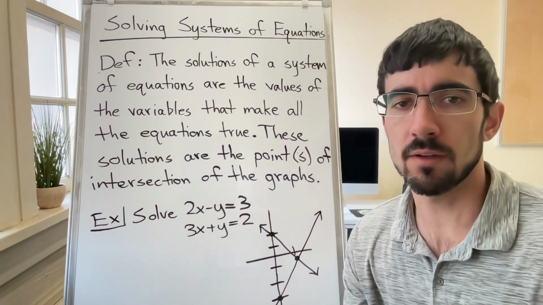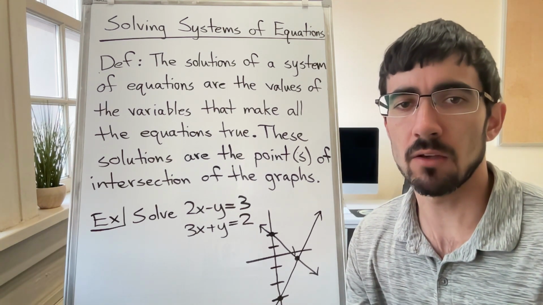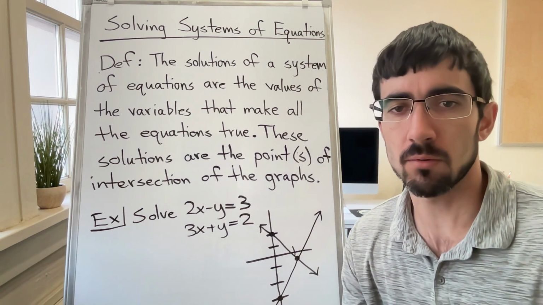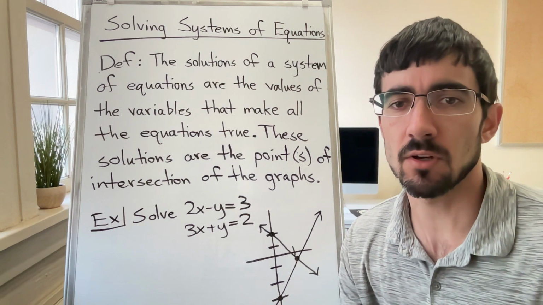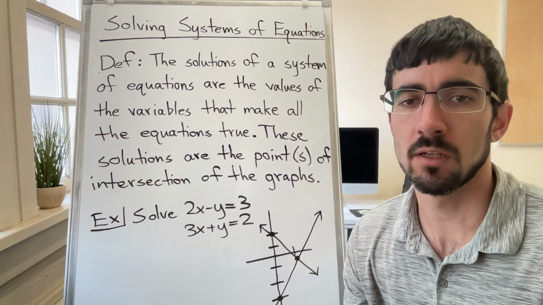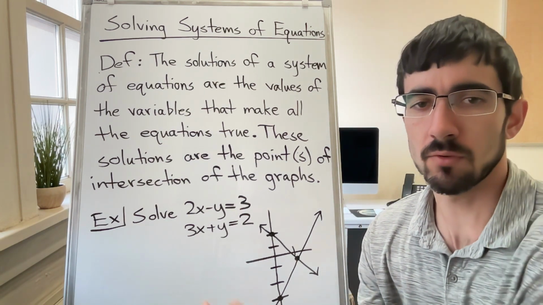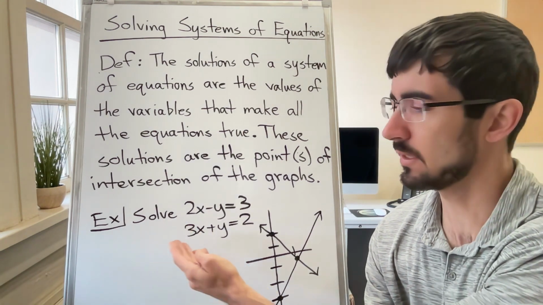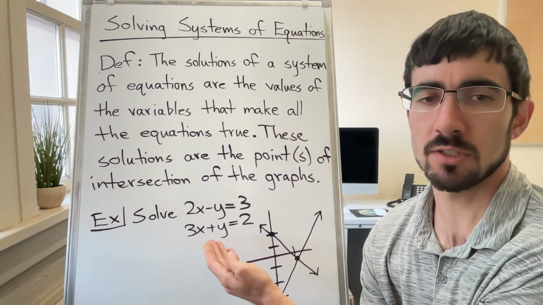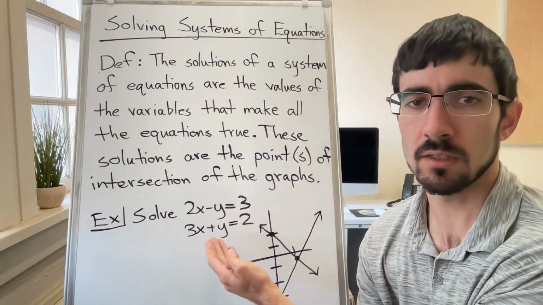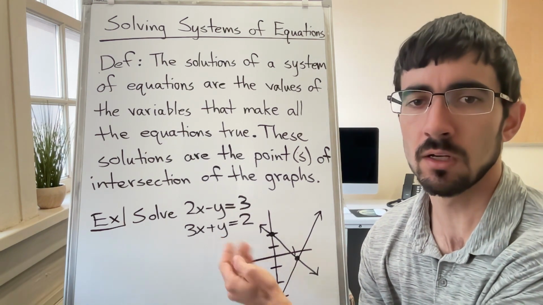So the solutions of a system of equations are the values of the variables that make all the equations true. Graphically speaking, these solutions are the points of intersection of the graphs. So for example, if I want to solve this system of equations, I have two equations here. They're both equations of lines. We're going to stick to solving systems of linear equations here.